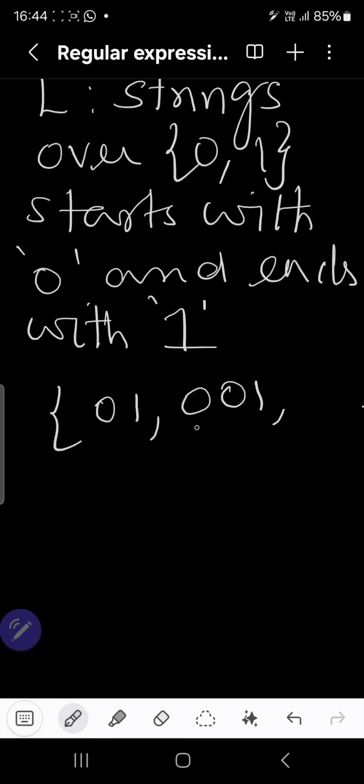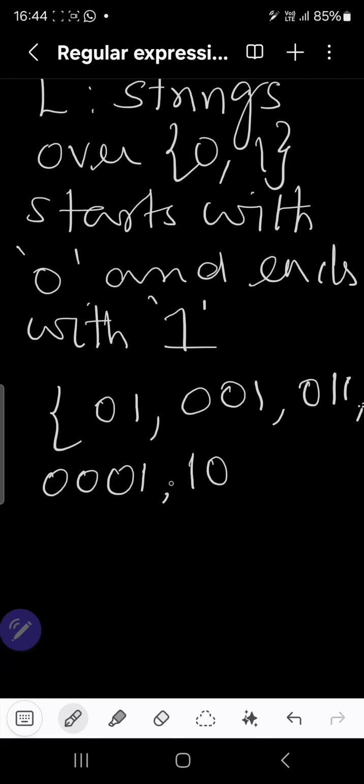The first character is a 0 and it ends with 1. We can also write a string 0, 1, 1 wherein it starts with 0 and ends with 1. We can write the string 0, 0, 0, 1. Here also the starting character is 0 and the ending character is 1. We can write 0, 1, 0, 1. Here also the starting character is 0 and ending character is 1. Satisfying this condition, we can write so many strings. All these strings are part of the language.